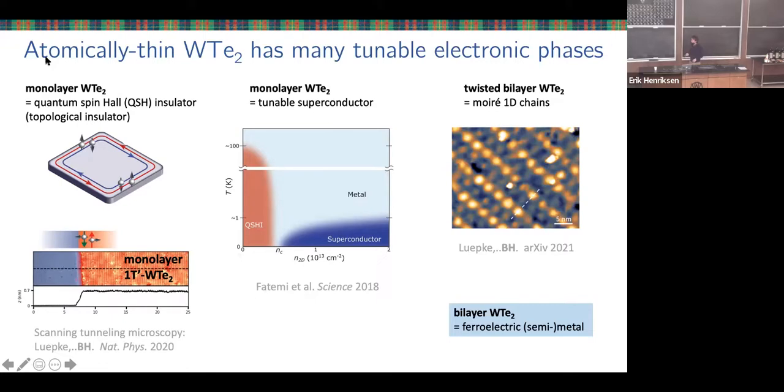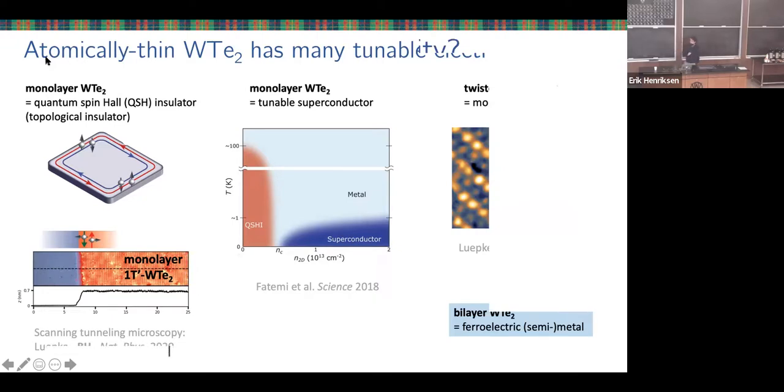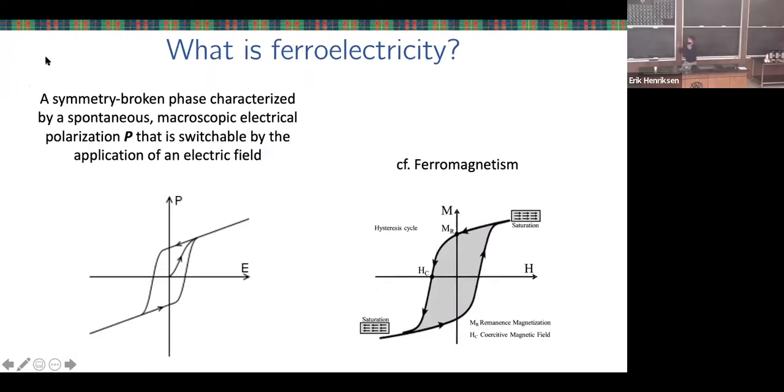Okay. I have to admit, when I got into this, I knew nothing about ferroelectricity. I know only a little bit more now. So that is why I would like to tell you for the next couple slides a little bit about ferroelectricity. I'd like to give you a little bit of a gentle introduction to ferroelectricity. Okay, so ferroelectricity is basically a symmetry broken phase that's characterized by a macroscopic polarization, a macroscopic separation of charge.